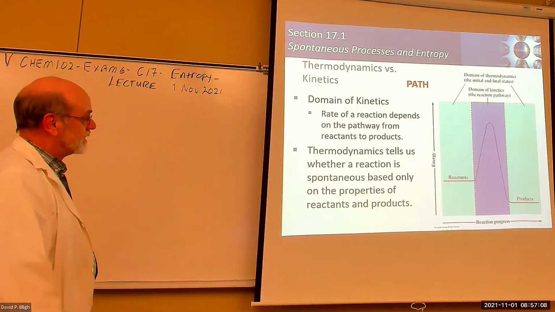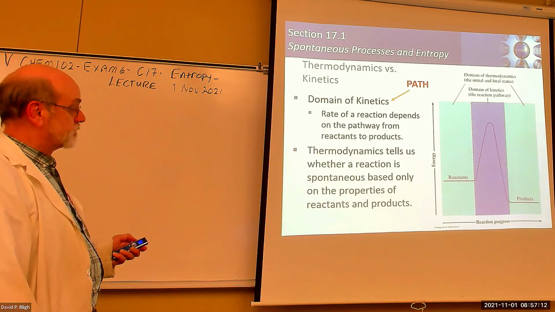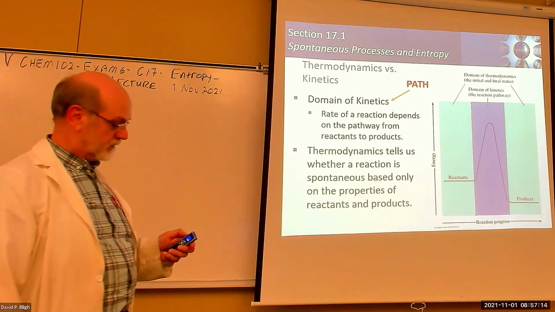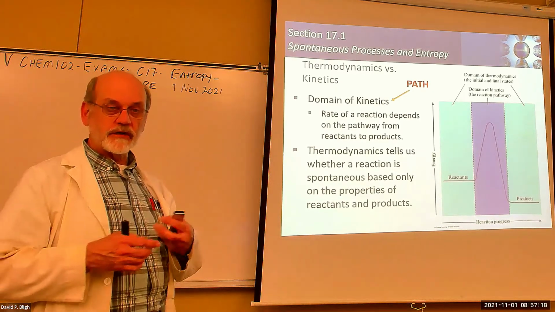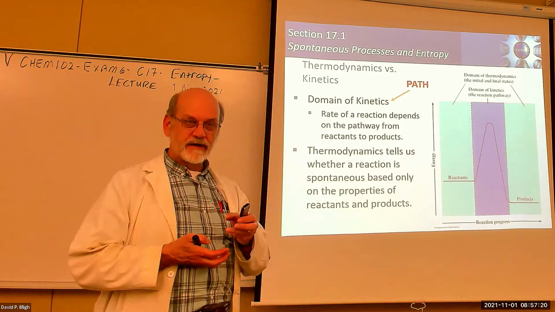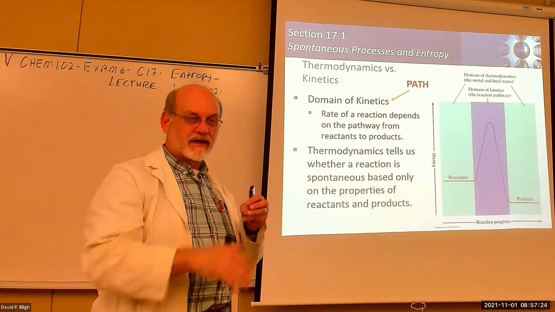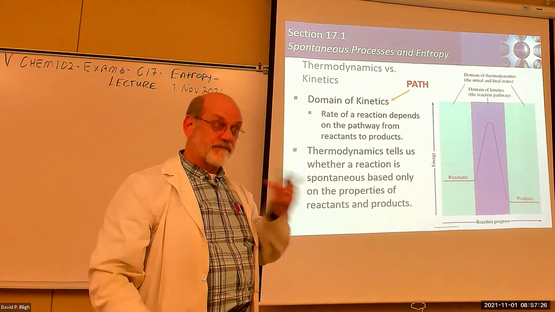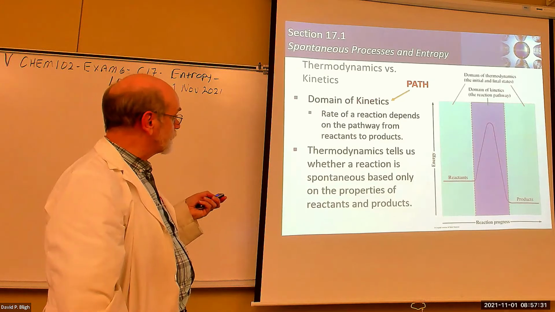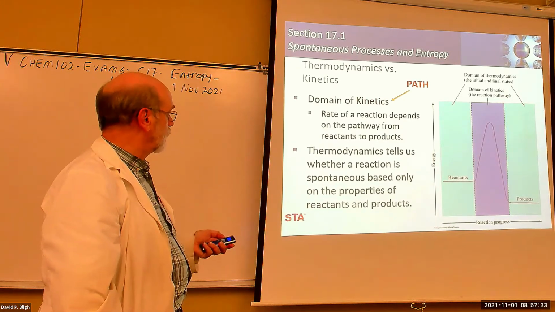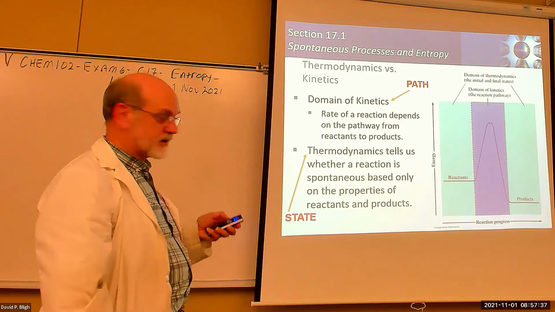Okay? So, kinetics is a path function. In other words, it does matter how you get there. For instance, when we use a catalyst, that gives you a different mechanism to get to products. In fact, a mechanism that gets there faster. So this is a study of path functions, whereas thermodynamics is the study of state functions.